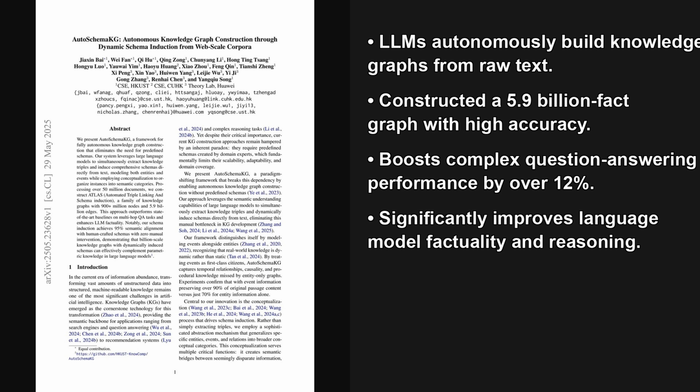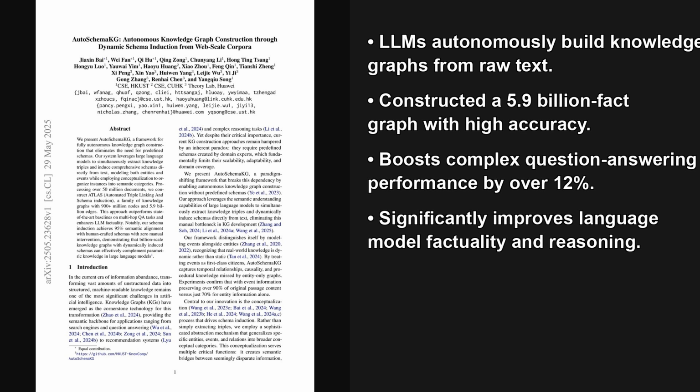Today we're looking at a really exciting new paper called AutoSchemaKG, Autonomous Knowledge Graph Construction through Dynamic Schema Induction from Web-Scale Corpora. The key idea here is to build a knowledge graph, which is basically a massive structured web of facts, completely automatically. Normally, this requires a predefined schema, which acts like a blueprint defining the types of information and relationships. But this new framework, AutoSchemaKG, uses LLMs to generate both the facts and the schema simultaneously, directly from text.